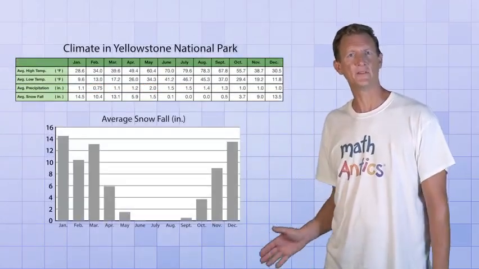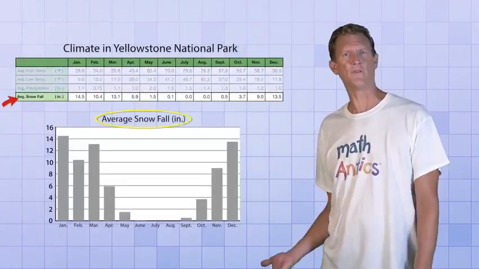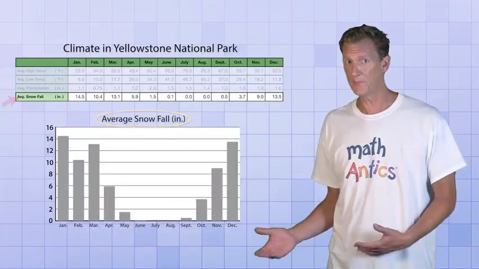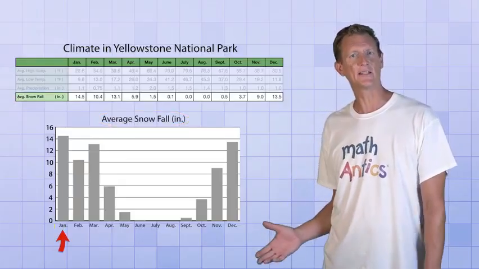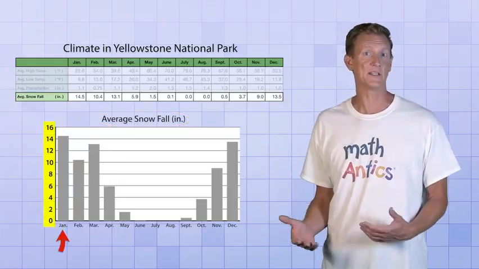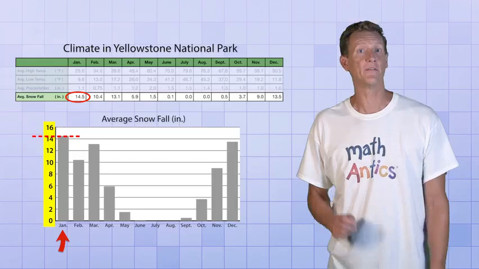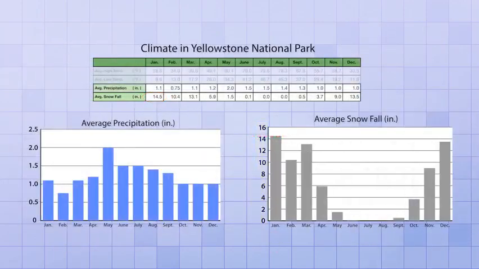Here's another bar graph that's made from the row of data showing average snowfall. Can you tell which month typically gets the most snow? Yep, it's January. And by looking at the scale on the left side of the graph, you can see that bar represents 14.5 inches of snow. Notice that these two different bar graphs have different number sequences or scales on their vertical axes.